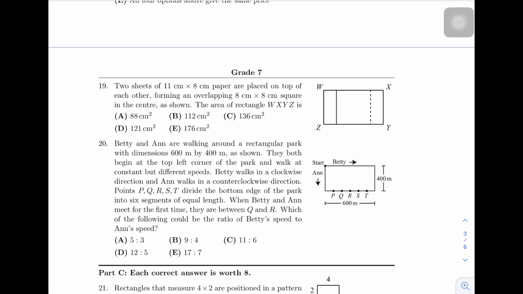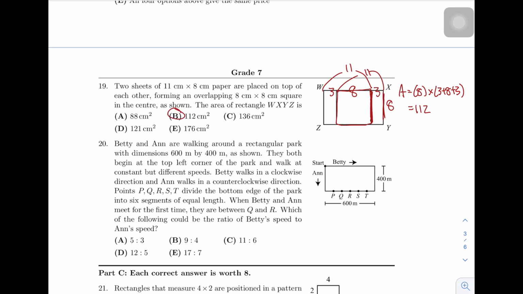Number 19. Two sheets of 11 centimeters by 8 centimeters paper are placed on top of each other, forming an overlapping 8 centimeters by 8 centimeters square in the center as shown. The area of rectangle WXYZ is. So you know that this is a square and the side length is 8. Because this is 11, you know that this is 3. And because this is 11, you know that this is 3. And this, because it's the same side length as this, is also 8. So the area would equal 8, the width, times the length, which is 3 plus 8 plus 3. The final answer will be 112, therefore B is the correct answer.